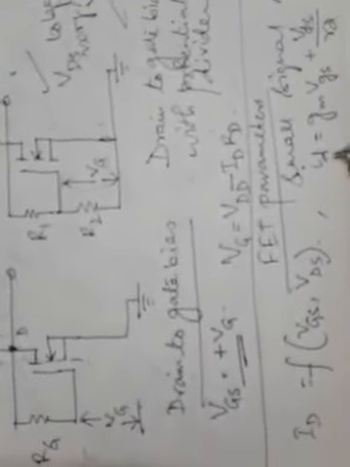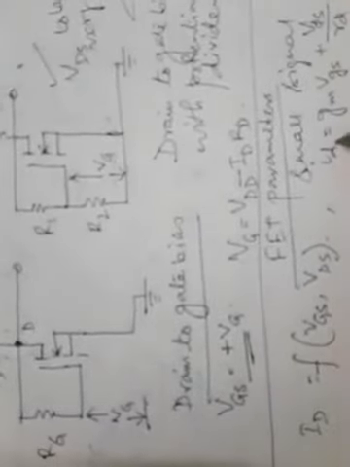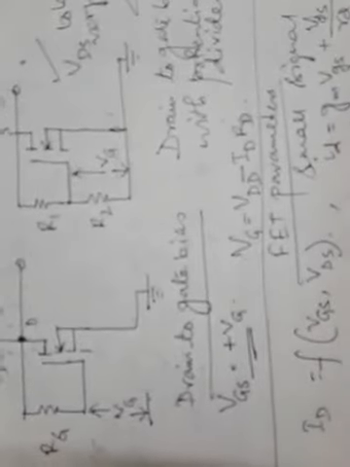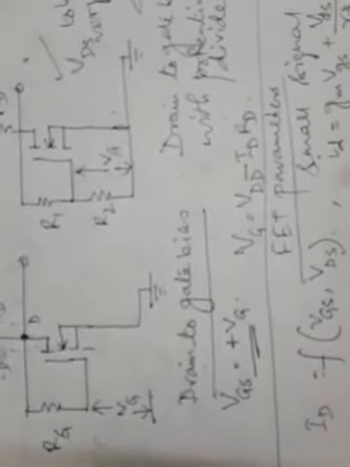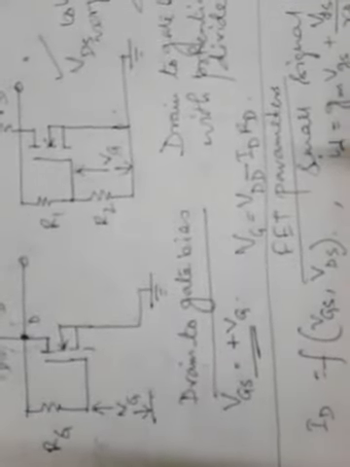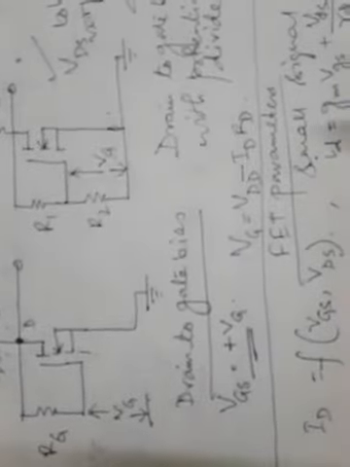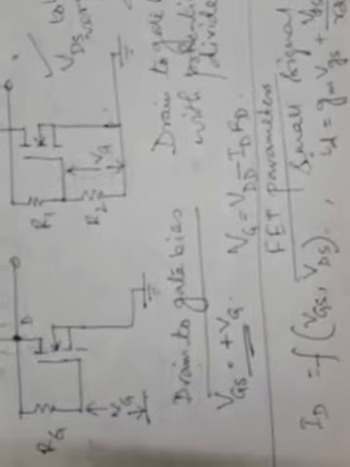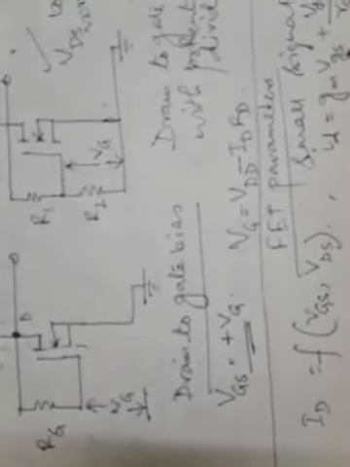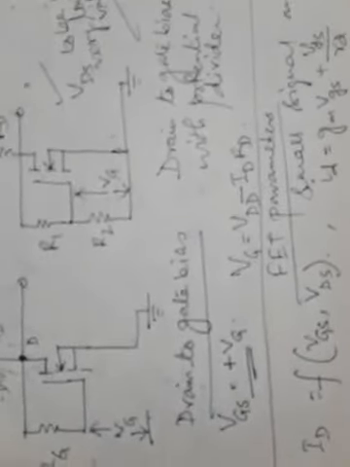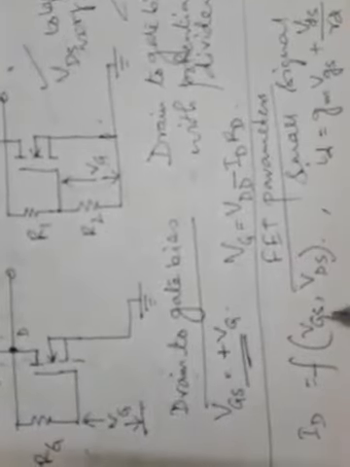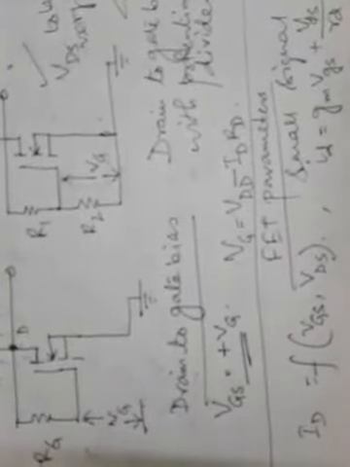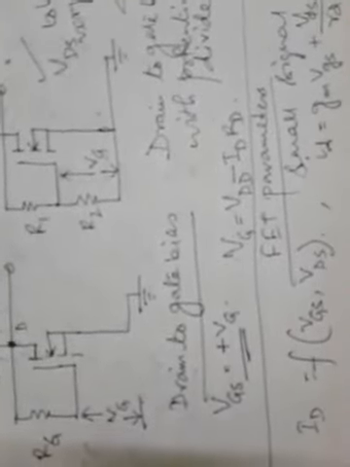So this ID is the AC component of drain current, which can be represented by a linear sum of two factors. One is gm VGS and another is VDS by rd, where VGS and VDS are all the AC components of these values, and hence they are expressed in small letters.